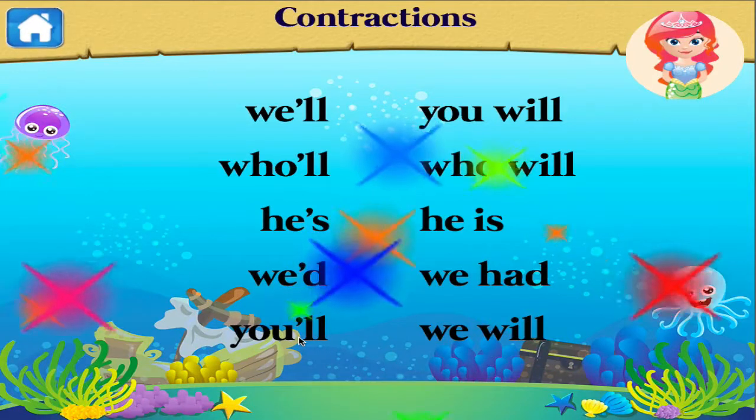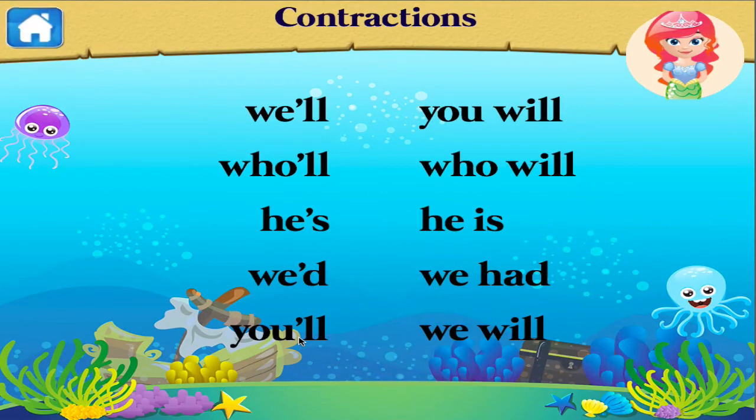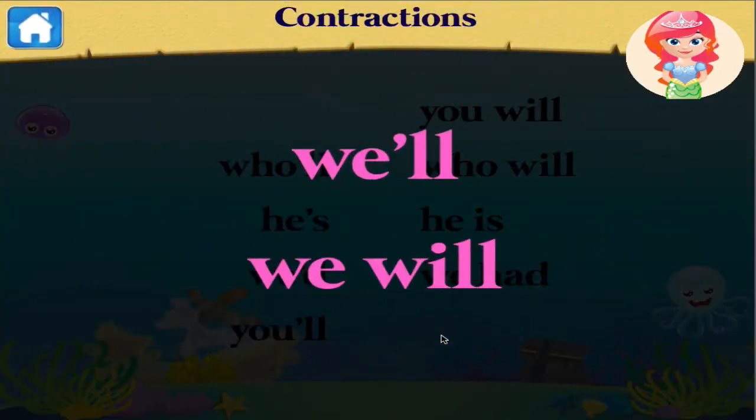Contractions. A contraction is a word made by shortening and combining two words. Match the contractions to the original words. We'll. We will.